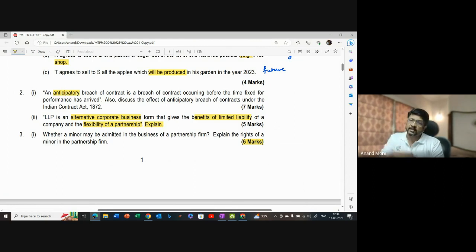However, an existing partnership can admit a minor as a partner. In this case, the minor can be admitted only for the benefits of the partnership. A minor cannot be held responsible for the liabilities of the partnership. These points must come in the introductory para of your answer. And then you should specify the rights of the minor partner.